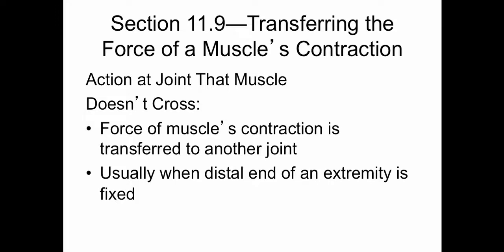In general, if a muscle does not cross a joint, then it cannot have an action at that joint. However, sometimes the force of a muscle's contraction can be transferred to a joint that the muscle does not cross. The force of a muscle's contraction is usually transferred to another joint when the distal end of an extremity is fixed and does not allow for free motion of the distal body part. This means that when the distal attachment of the contracting muscle moves, it forces motion to occur at another joint. Its force is transferred to another joint that it does not cross.